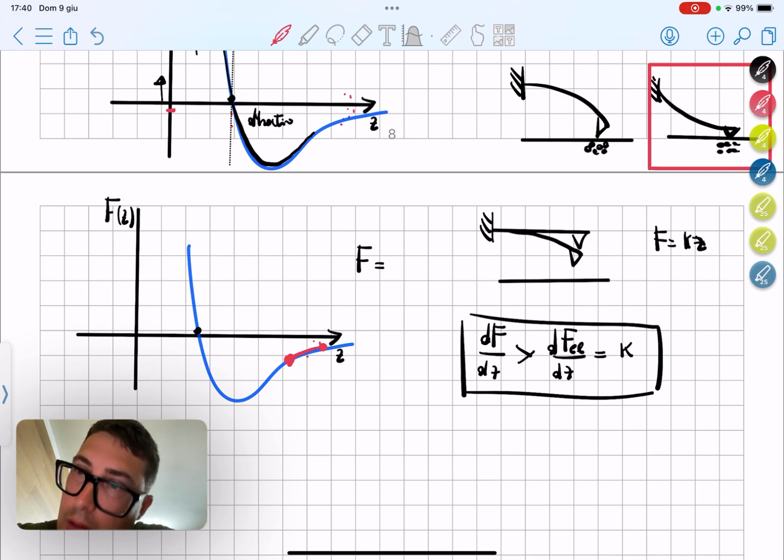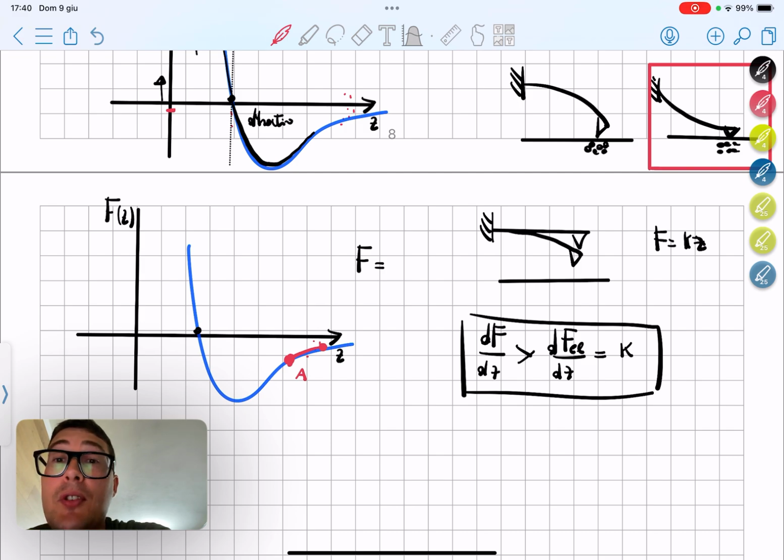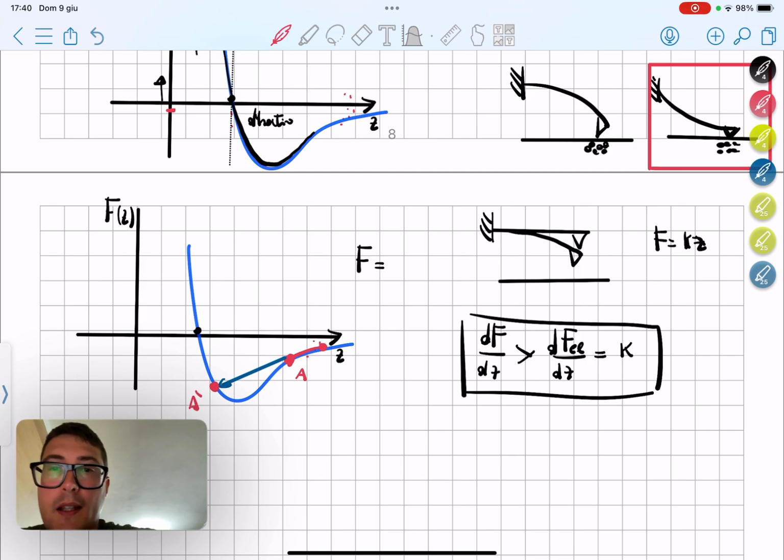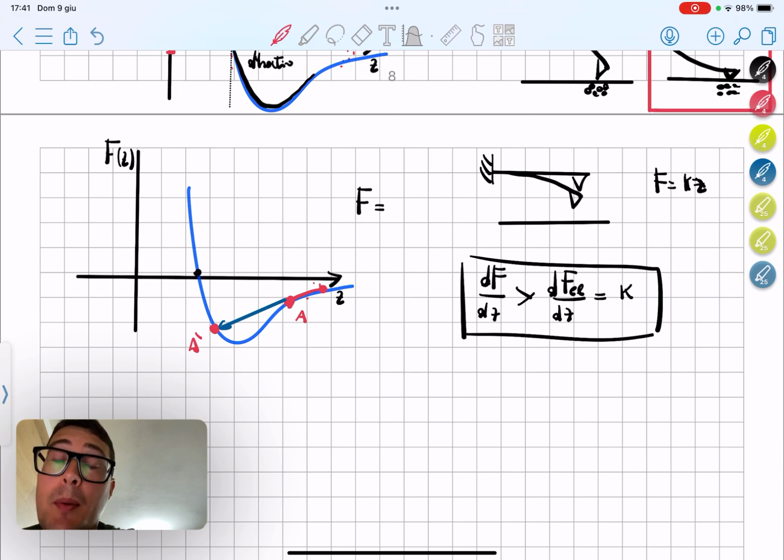if this condition is met, and imagine that it is at this dot here, A, the equilibrium is lost, and the tip is all of a sudden jumping onto the sample, from A to A prime. So it's not following that curve, it's jumping from A to A prime, and this happens because the equilibrium is lost when the gradient exceeds the spring coefficient of the cantilever.